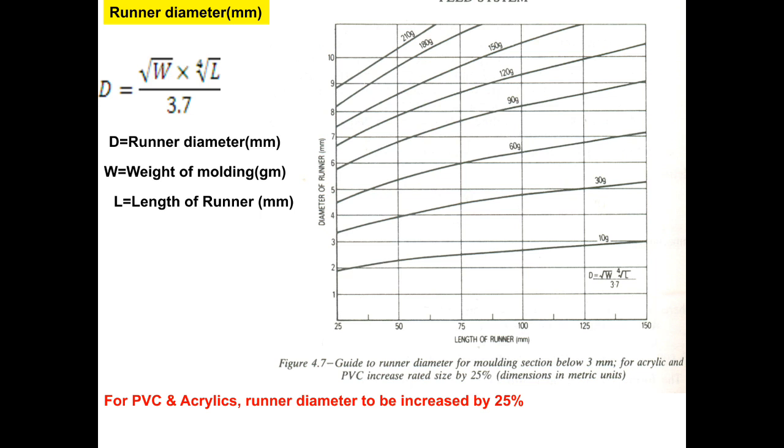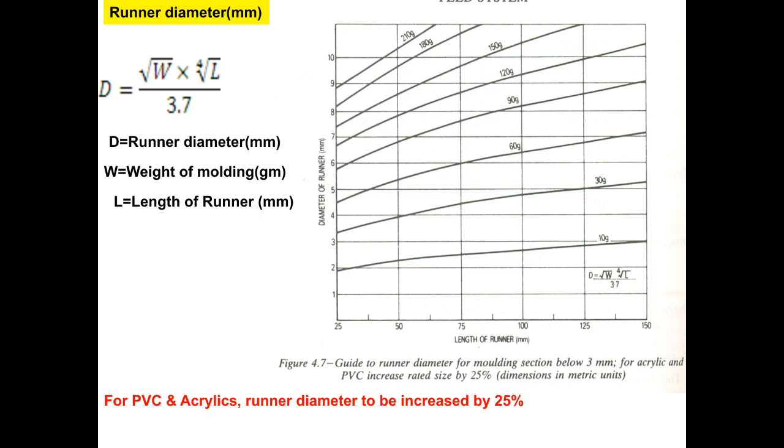D is the runner diameter in mm. It is D equals root W into the fourth root of L, upon 3.7, where D is the runner diameter in mm, W is the weight of the molding component in gram, and L is the length of the runner in mm. In this figure, you can observe the nomogram, the standard nomogram.